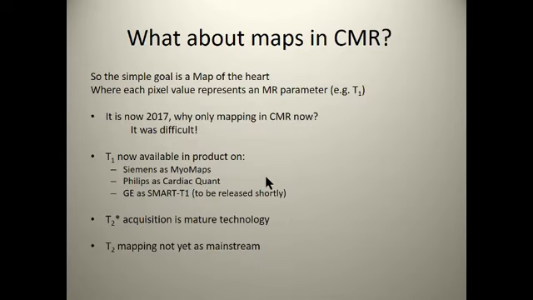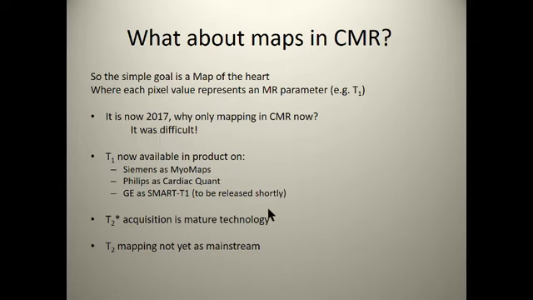Anyway, the simple goal is we want to generate a map in the heart where we've got these MR tissue relaxation parameters at each pixel. And the question is, it's 2017. We've been doing relaxometry for a long time. We've been doing cardiac imaging for a long time. Why is it only now? And it turns out it's actually quite difficult.